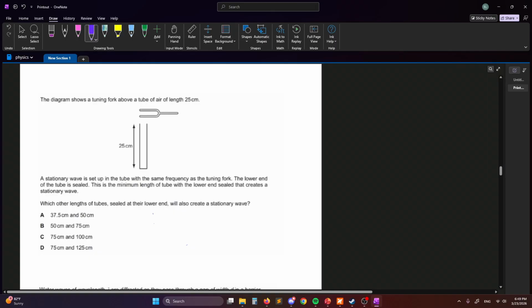So first things first, in a closed tube, I'm pretty sure that it's going to be lambda over 4. And it's just going to be all odd multiples of this, right? So 3 lambda over 4, and then 5 lambda over 4, etc. Simply because if we draw this, right?